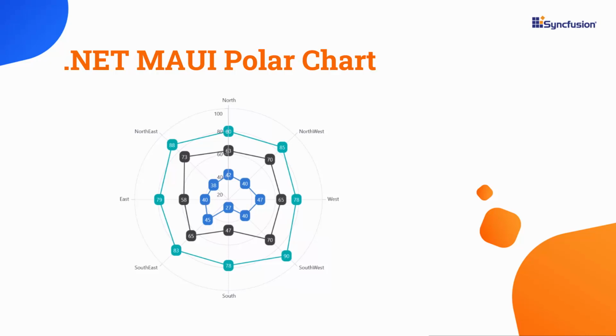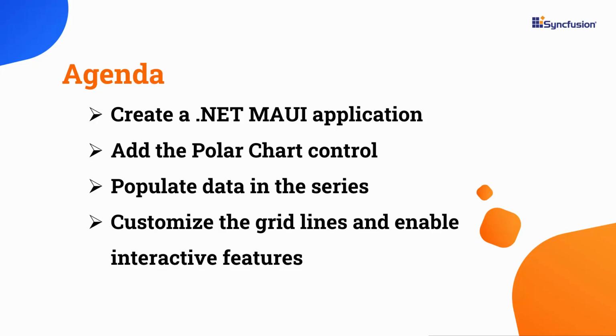The Syncfusion .NET MAUI Polar Chart is utilized to visualize and compare diverse data through two-dimensional charts representing three or more quantitative variables on axes starting from the same point. In this video, I will show you how to add the chart control to a .NET MAUI application, both the Polar Line and Area series. You'll see how to populate data in the series, add a title, customize the grid line style, and enable features such as legends, tooltips, and markers.